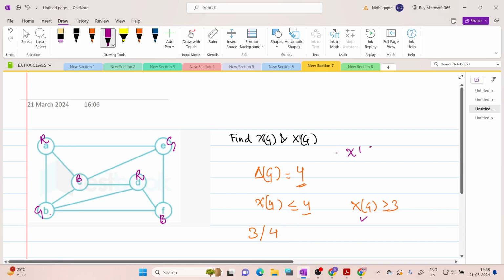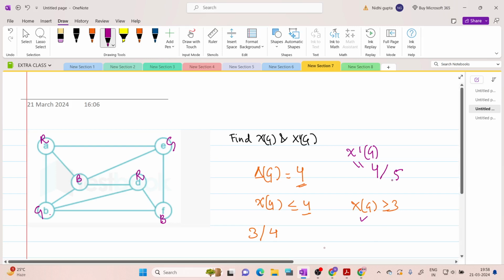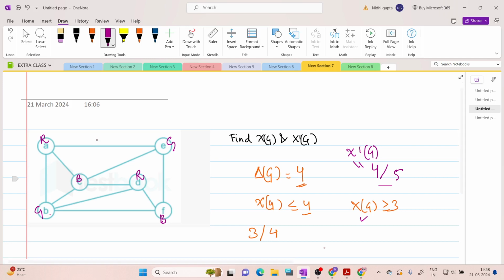Now what about chi dash G? We know it is either 4 or 5. So first let's try to cover it with 4. If we want to cover it with 4, we look at the vertex with the maximum degree. The vertex with maximum degree is C. So first we'll give different colors to all those edges adjacent to that maximum degree vertex. Suppose red, blue, green, orange. And now we try to color it.